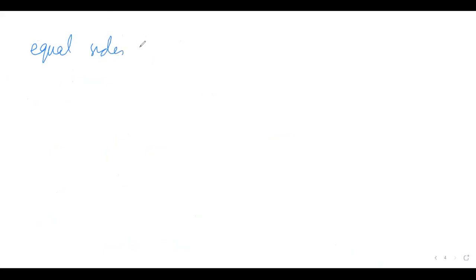So now I can write the equal sides. Equal sides is equal to 3x, 3 into 4, 12 centimeter, and base is 2x, that is 8 centimeter. Okay, now I can find area. So please find the area.